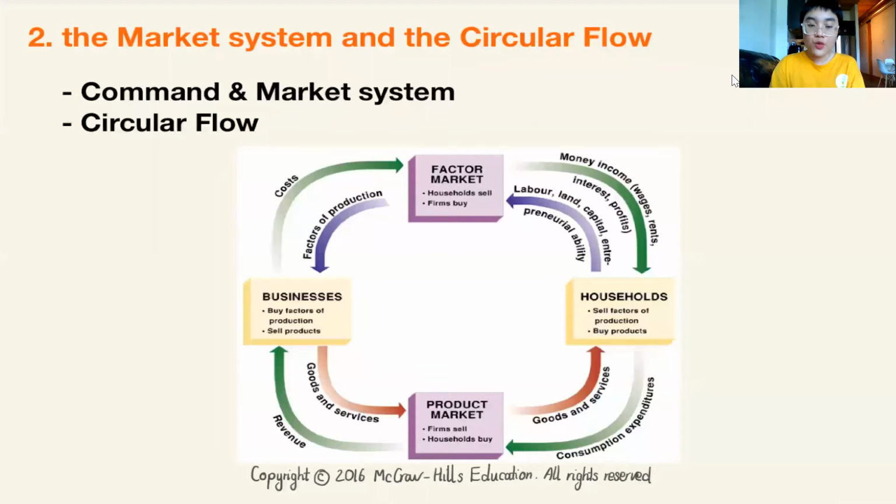The next chapter that you want to review is the market system and the circular flow, chapter number 2. For the sake of this course, you only study the command and the market system, as well as revise on how the money and the resources flow through the society using the circular flow.